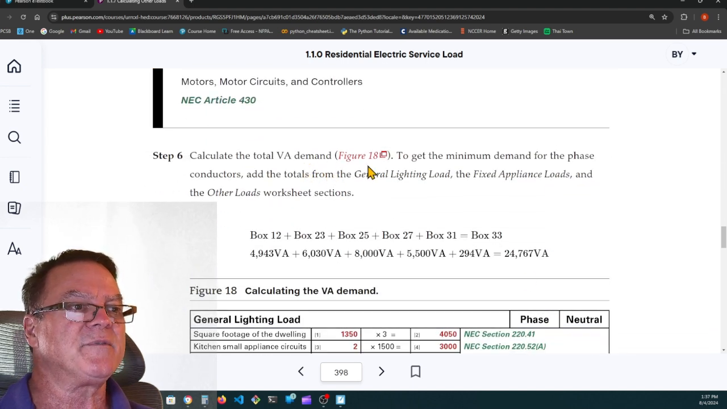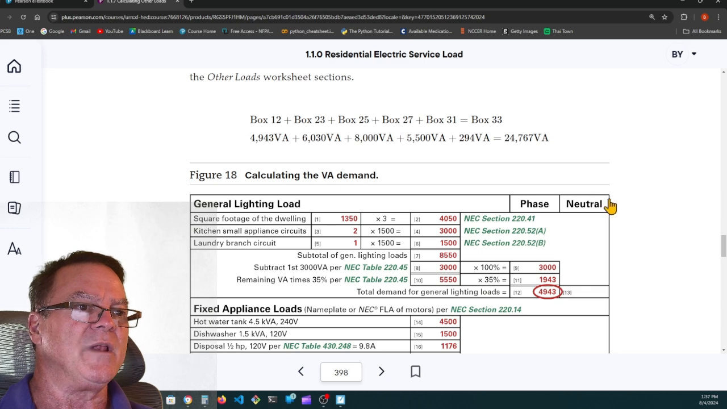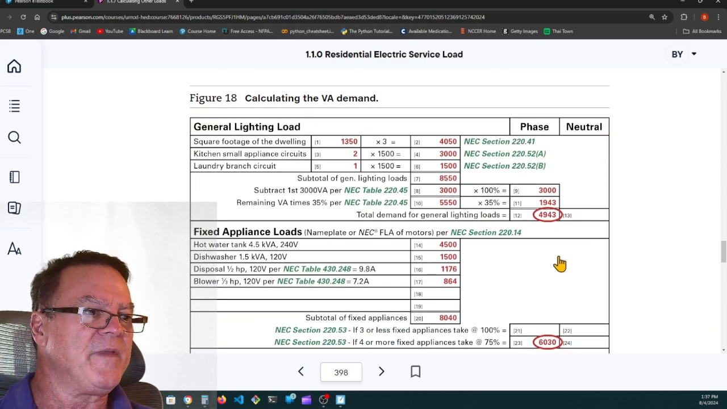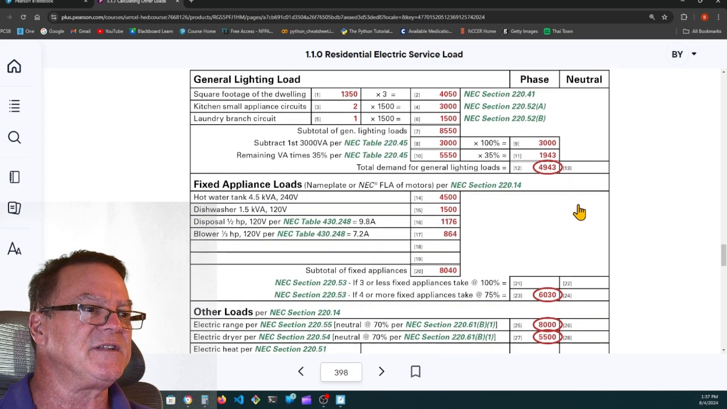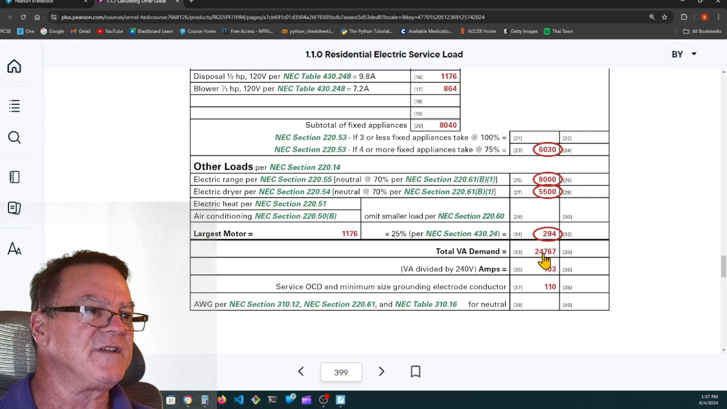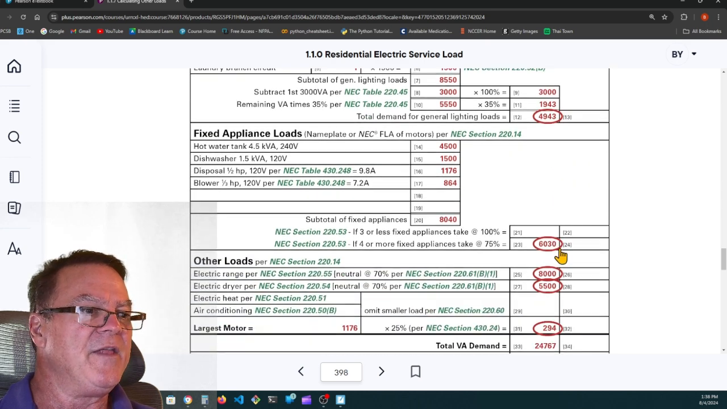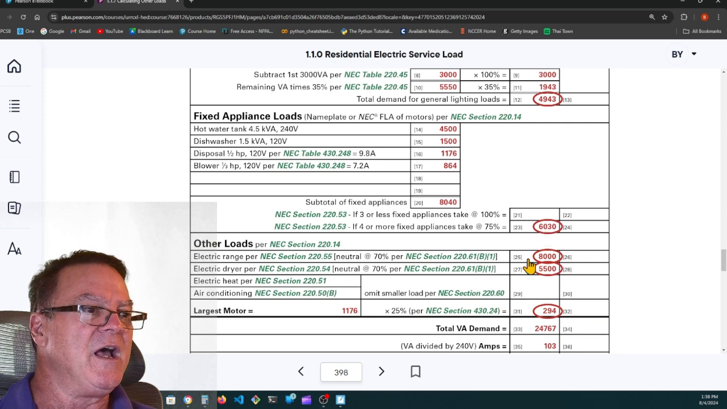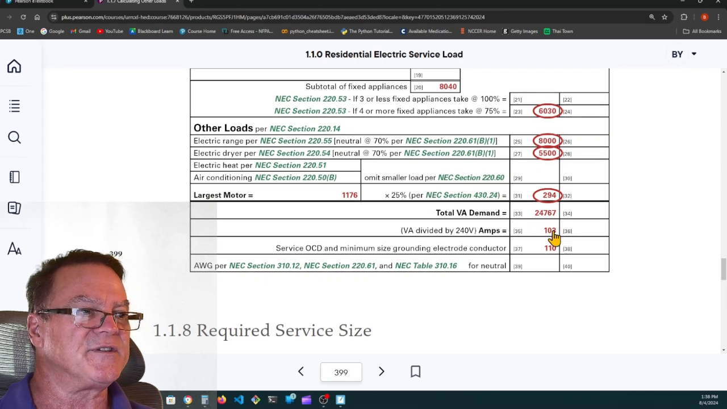Calculate the total volt amp demand. To get the minimum demand of the phase conductors, add the totals from general lighting load, fixed appliance loads, and other loads worksheet sections. So add all of those together. We end up with, well, they ended up with 24,767. These are the things they added: total demand for general lighting and small appliance branch circuit and laundry load, the fixed appliances, and the other loads. They added all of those together and got 24,767.